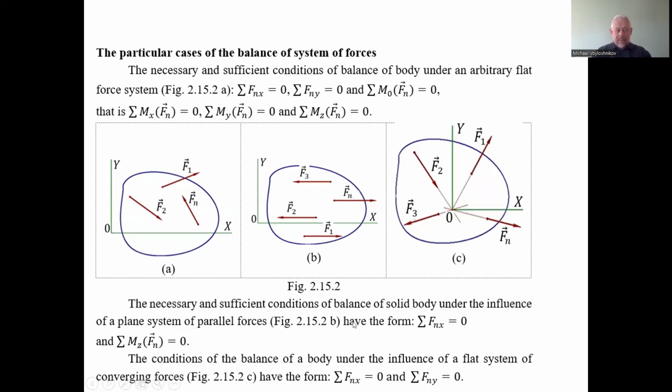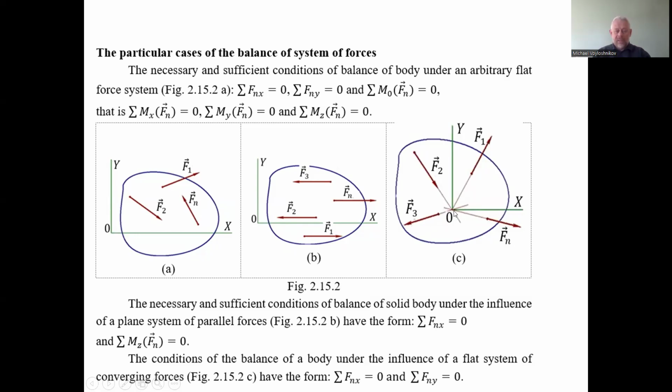And the conditions of balance of a body under the influence of a flat system of convergent forces. Convergent means all lines of action cross at the same reference point, which could be the point 0. We just make the reference point coincide with the origin of the flat system of coordinates 0, x, y.